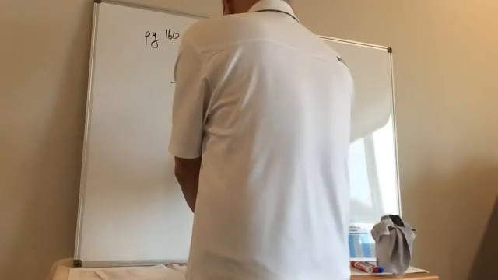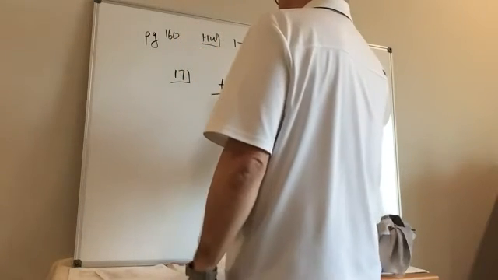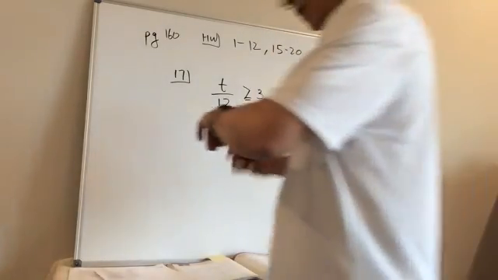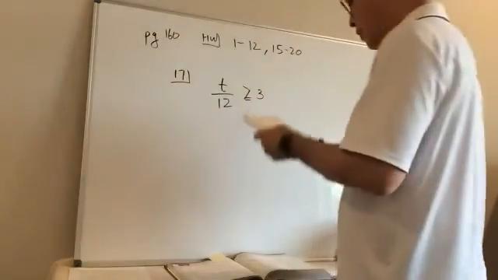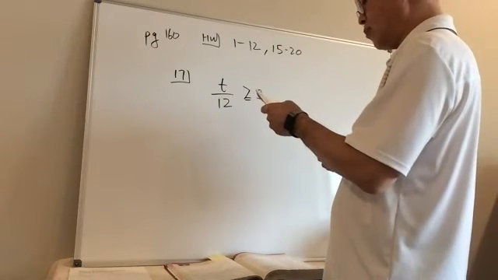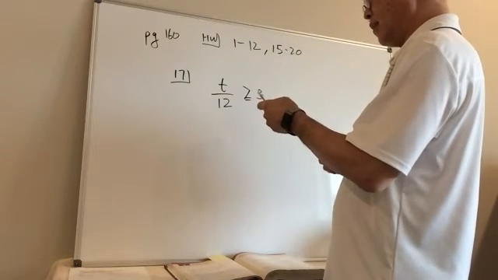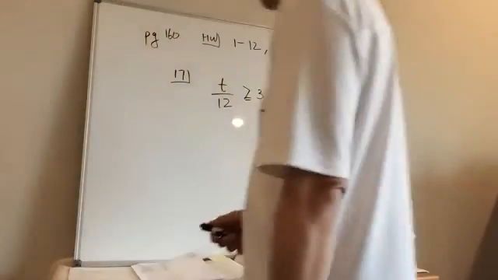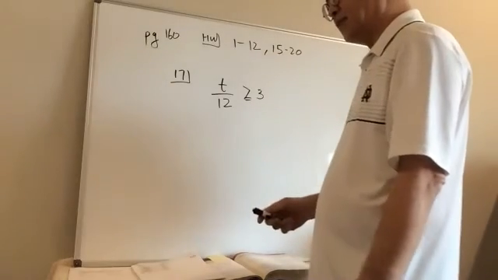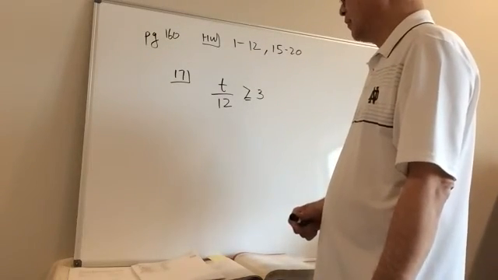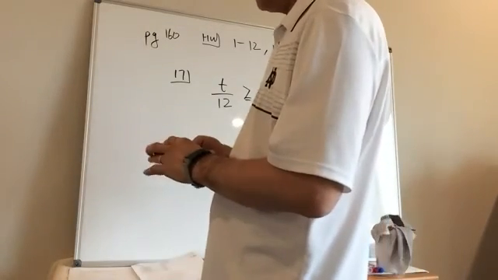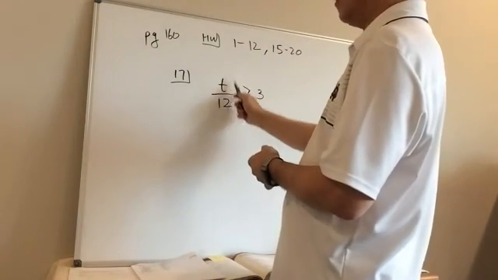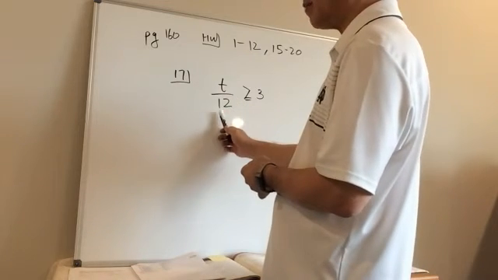T divided by 12 is greater than or equal to 3. Okay, so let's see, who do I need to pick on? AJ, how am I going to do this? Well, look at it, okay? You want T by itself, right? And right now, I have T divided by 12.